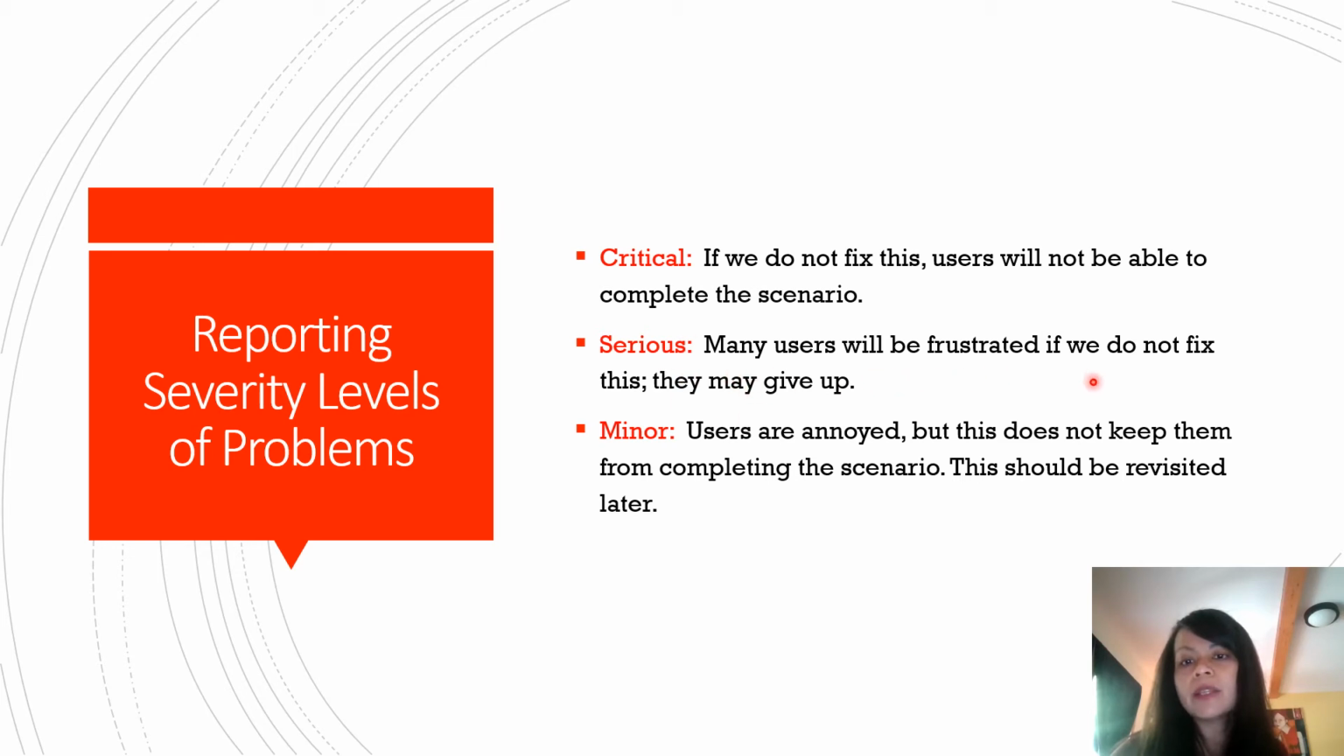Serious means many users would be frustrated. If you don't fix it, they may give up, or they may keep trying. They may somehow fumble upon the right path and get to where they need to go. So it's serious, but there's a possibility that they might be able to complete their task. Next is minor. Users are annoyed, but it doesn't keep them from completing the scenario, okay? So if they click around enough, maybe they are able to find it. It's a bit annoying for them, but they would still be able to get past that obstacle. But this should still be changed if you have time. But you want to identify if it's a critical issue, serious issue, or minor issue when they come across problems.